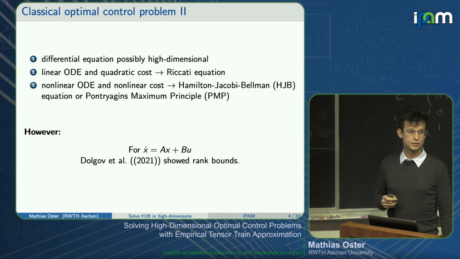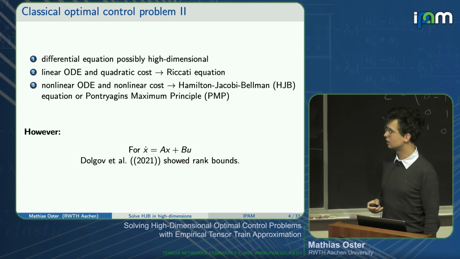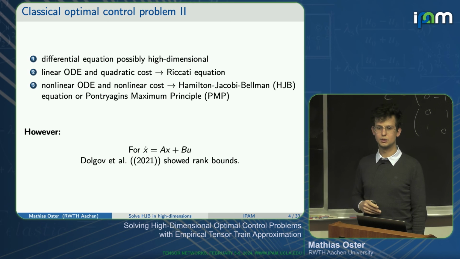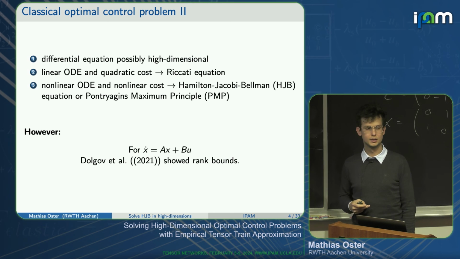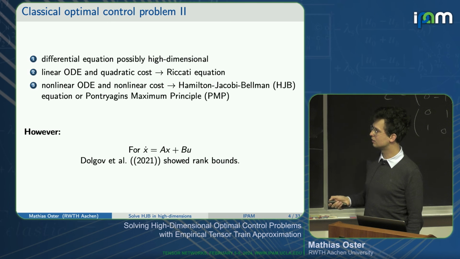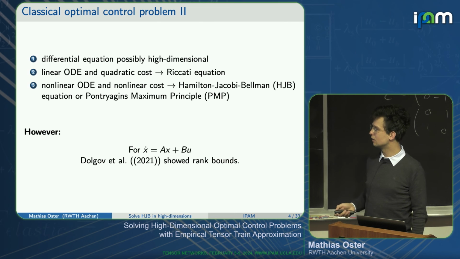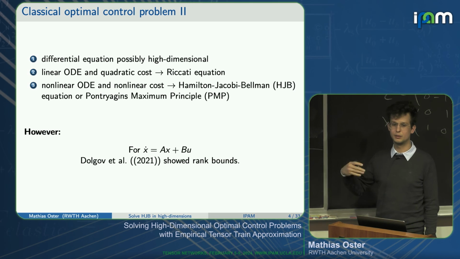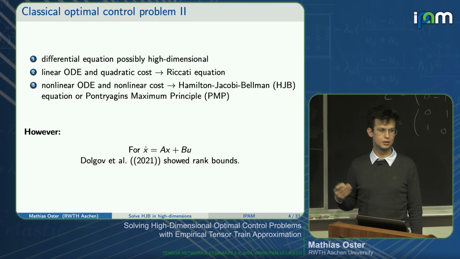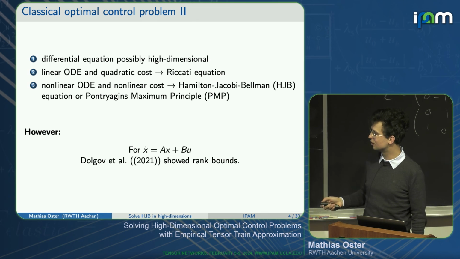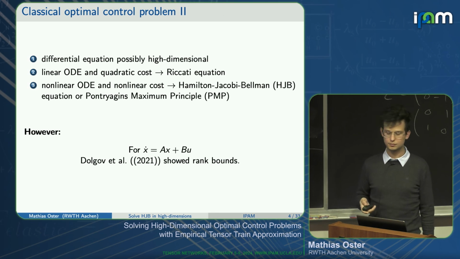And there's a very nice result by Dolgov et al., who also looked at the same problem at the same time as us. They have proven that if you are in this linear regime and you have a nice kind of off-diagonal decay of your matrices, then you have nice rank bounds of the TT representation of the value function that I'm interested in later. So in the linear quadratic case, you can actually show that the TT will help you if the system has some kind of locality of interaction.